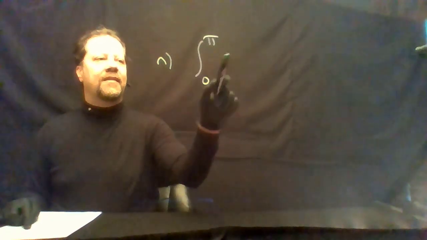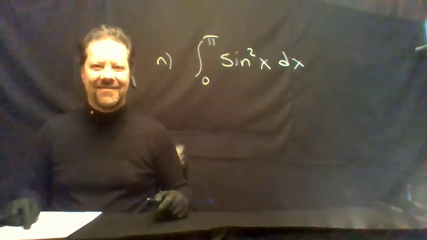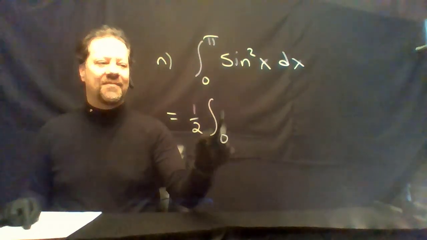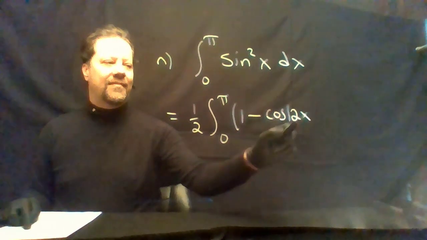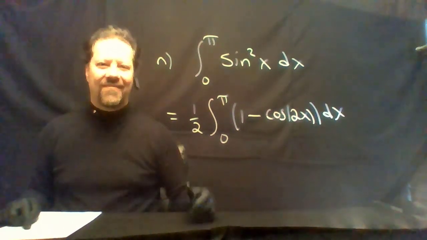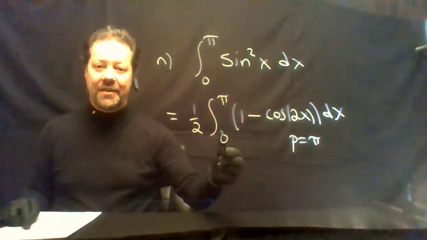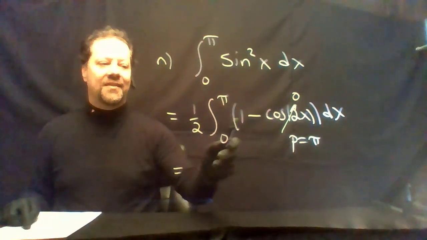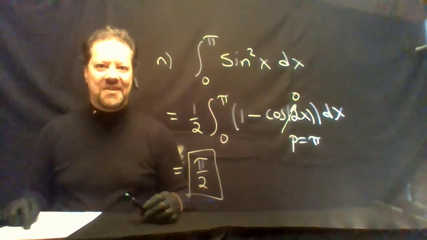On part n, we're integrating from 0 to pi sine squared x dx. Do you remember what to do? You need to use the half angle identity. Then, the period is pi, and you're integrating over a full period. So the second term contributes nothing to your answer. Geometrically, the answer is pi over 2.